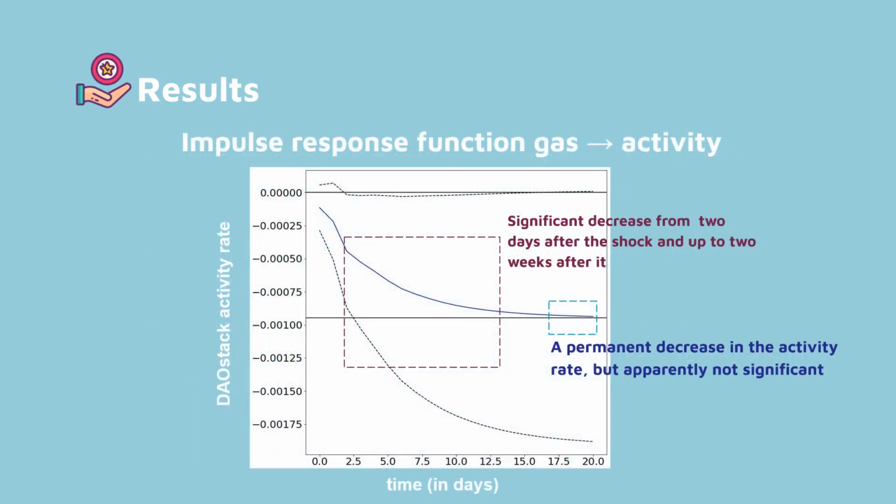Regarding the impulse response function of gas on activity, we can see that a shock on gas causes a significant decrease from 2 days after the shock and up to 2 weeks after. We can also see a permanent decrease in the activity rate, but apparently it is not significant.